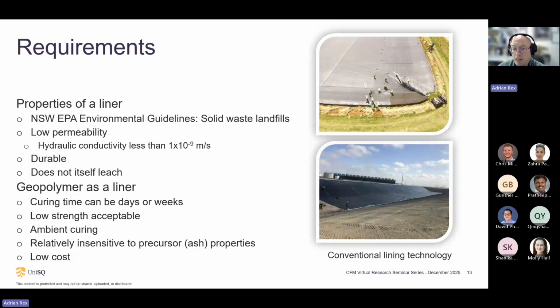A low strength is acceptable. Should also say one of the differences is ambient curing. The geopolymer material is cured under ambient conditions. So what do we need from the properties of this liner? It needs to have a low permeability. It needs to be durable, and in itself, it cannot create another environmental problem. And of course, given the size of these ash ponds, it's got to be a low-cost material.